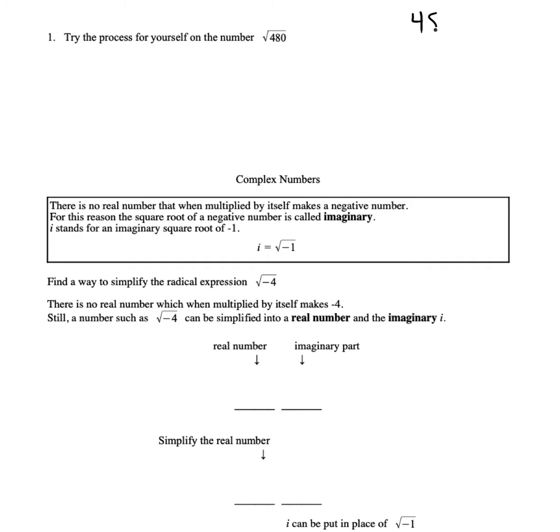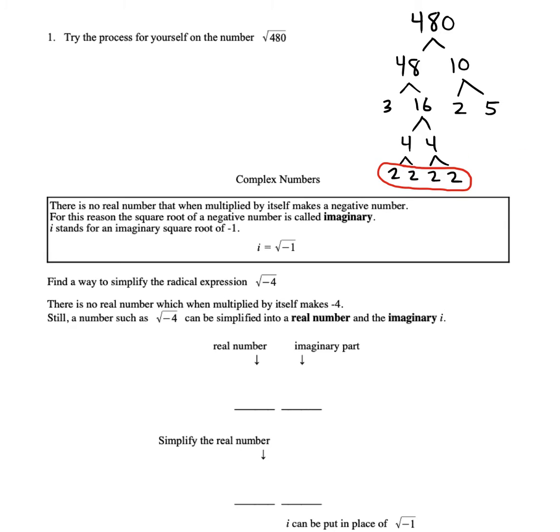All right, so 480 can break into 48 and 10. 48 could be thought of as a product of 3 and 16. And 10 is made up of 2 and 5. 16 breaks into 4 and 4, and each of those breaks into pairs of 2's. So when it comes to the perfect square part of 480, it's going to be made up of these pairs of 2's.